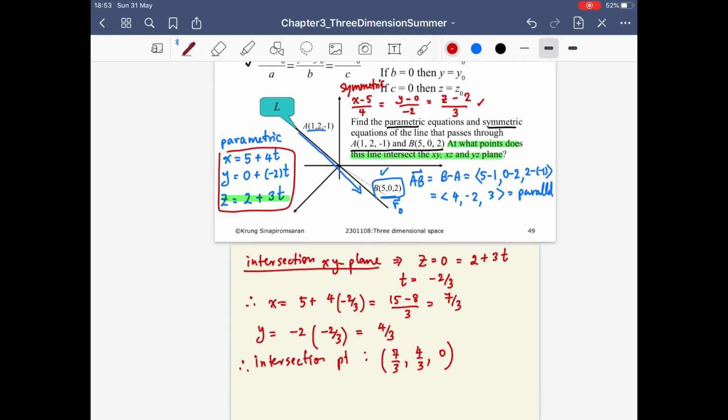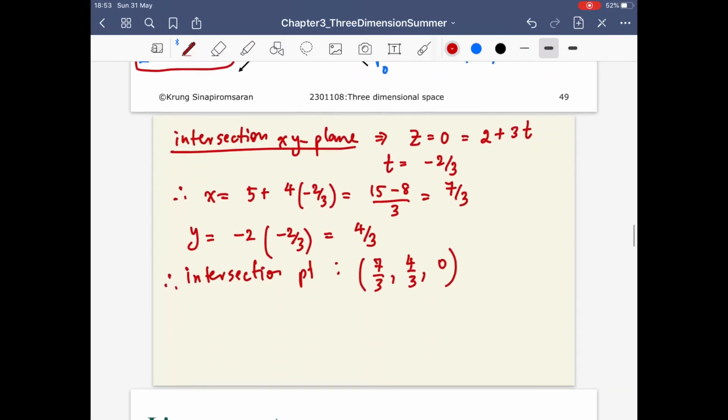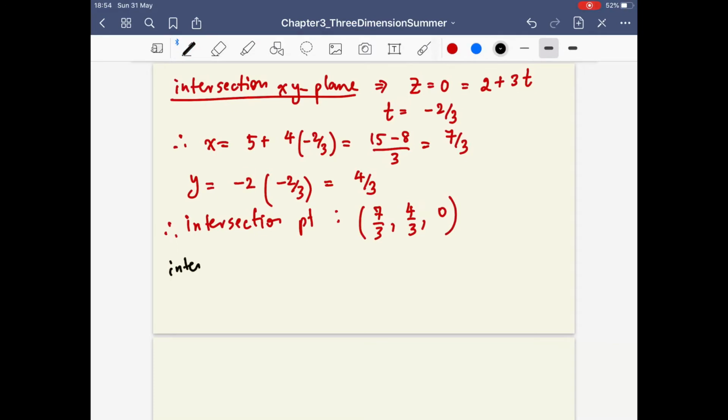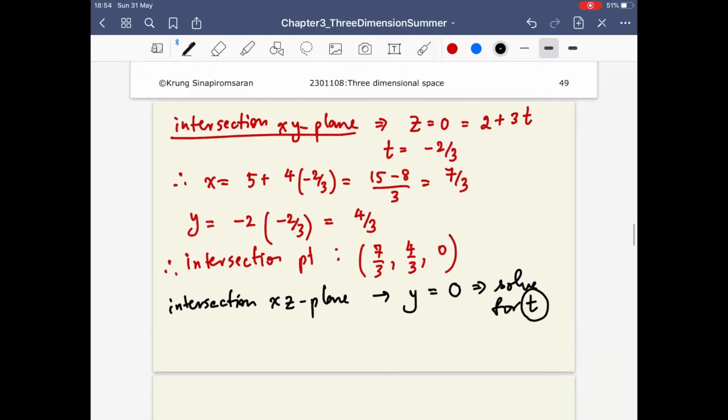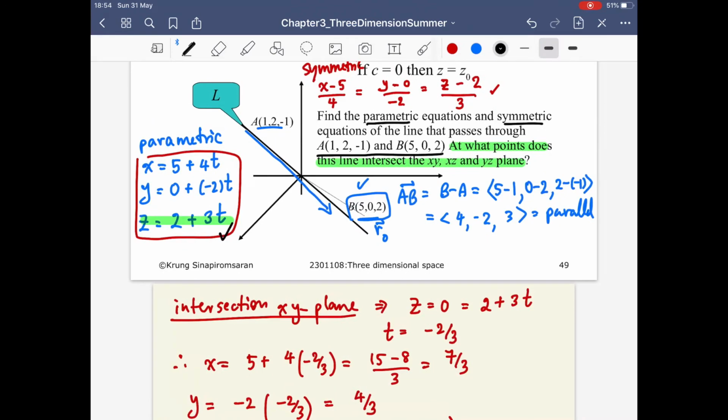Okay, on the same token, if you want to find the intersection point of the xz plane and the yz plane, what is it that you do? So to find the intersection with your xz plane, you let your y become 0, and again solve for t and use this parameter t to determine the x and the z. Okay, so you use this parametric equation right here. Okay, it's not that difficult, right?